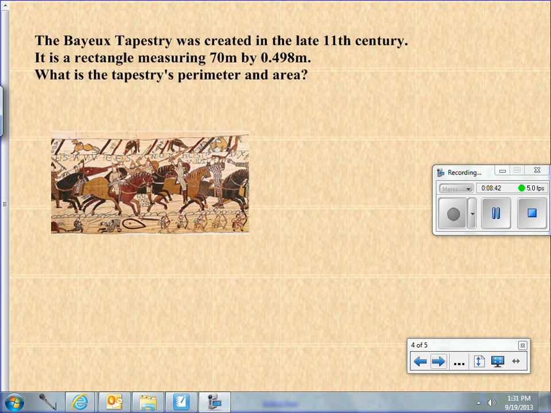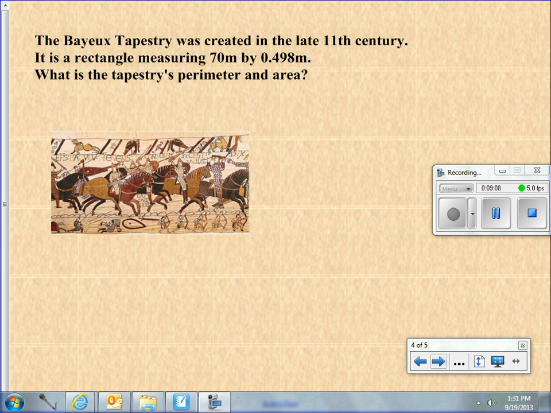Alright. Now we're going to use this in a problem solving. We're going to do finding the tapestry perimeter and area. The Bayeux tapestry was created in the late 11th century. It's a rectangle measuring 70 meters by 498,000 meters. What is the tapestry's perimeter and area?